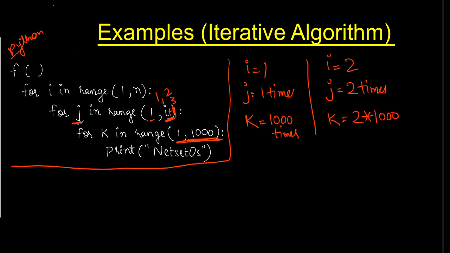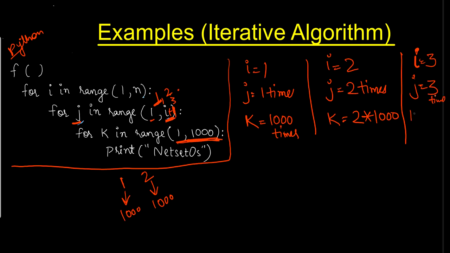How? First, when j is equal to 1, k will run for 1000 times. When j is equal to 2, k will run for 1000 times. So 2 into 1000 will be 2000 times. Now when i is equal to 3, j will run for 1, 2 and 3. So 3 times, and k will run for 1000, 2000 and third time 1000. So I can write 3 into 1000, right?